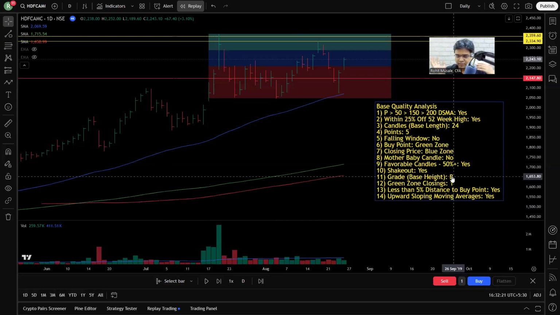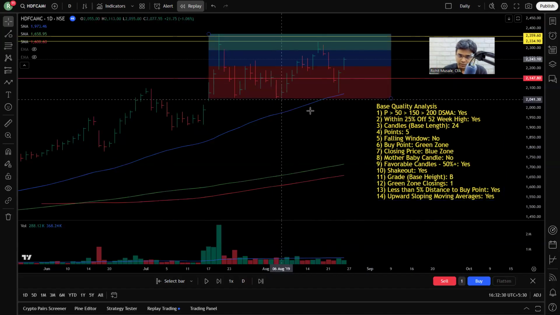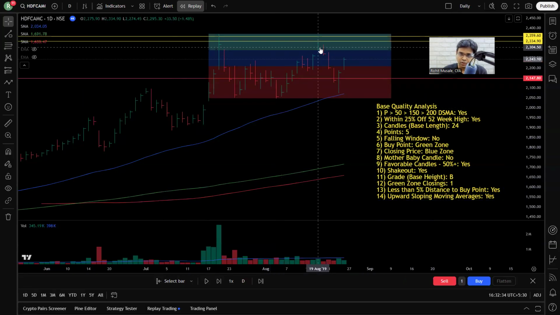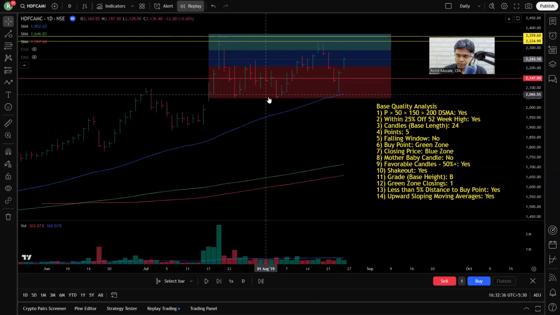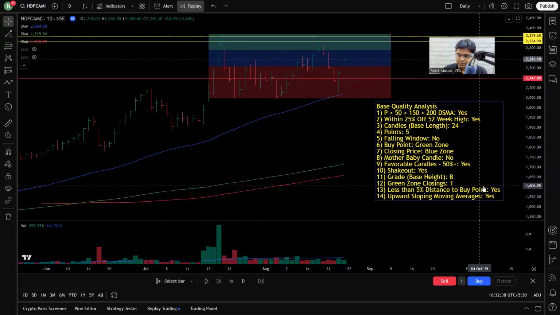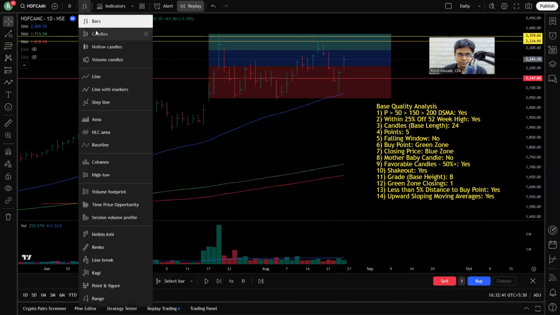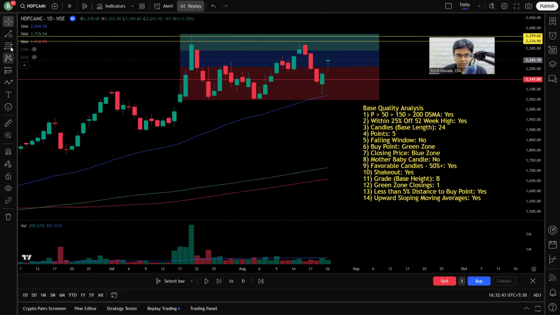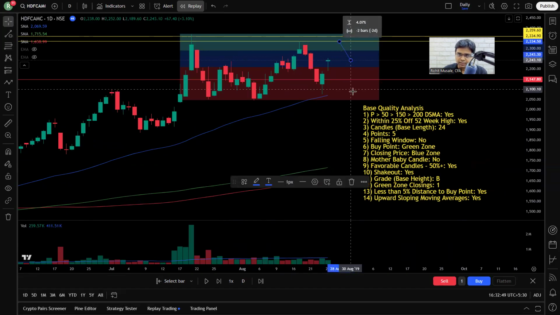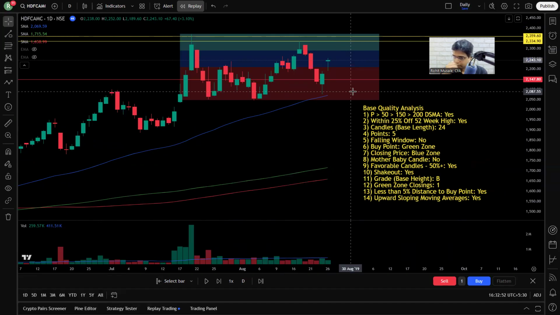We have looked at previous examples of how stocks went up in spite of the fact that there was no green zone closing at all after point two. By the way, for the green zone closing, you have to check after point two how many closed in the green zone, not before point two. Okay. Less than 5% distance to buy point. Of course, from this closing price, what is the distance to buy point? We want to see tightness. So see, it's 4%. Good enough.